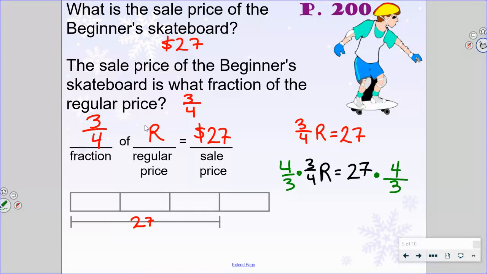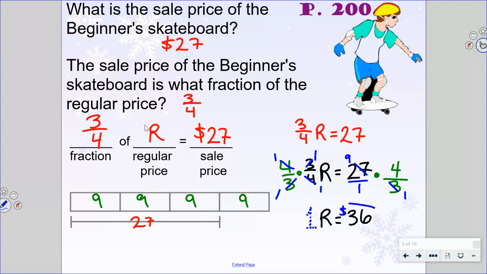Now, why does that work with the bar diagram, folks? If we split 27 up 3 times, we would get 9, which means the extra piece that was taken off is 9, which means naturally that the regular price is 36. Don't believe me? Check out the algebra. 4/4 cancels out, 3/3 cancels out. All that you are left with is one whole regular price. Meanwhile, we'll put a 1 under the 27. Cross reduce if possible, and 9 wholes times 4 wholes would be $36.